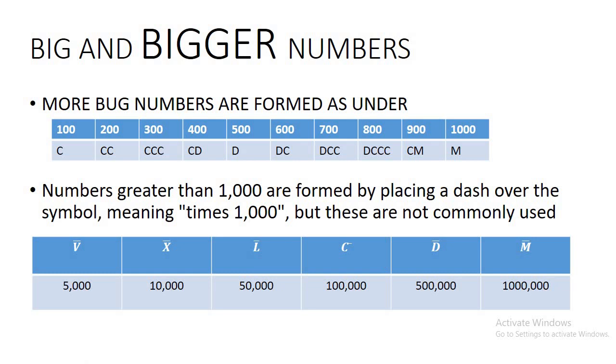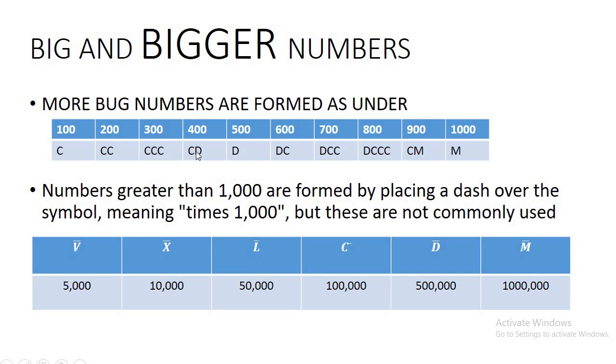Let us see big and bigger numbers. As C represents 100, CC will represent 200, CCC will be 300, and CD will represent 400, because we cannot repeat a symbol more than 3 times. So we have taken help of D. C is 100, D is 500, and as C is present to the left, its value will be subtracted. So D, that is 500 minus 100, gives you 400.